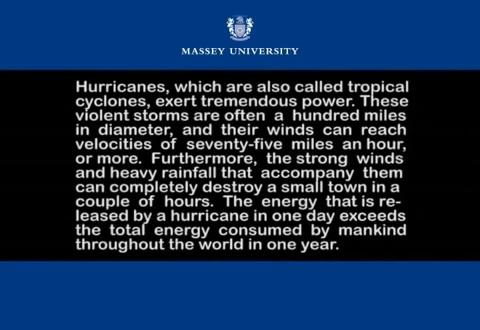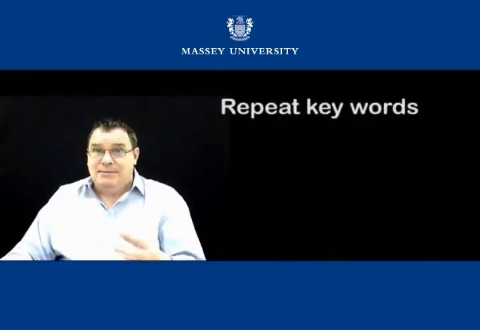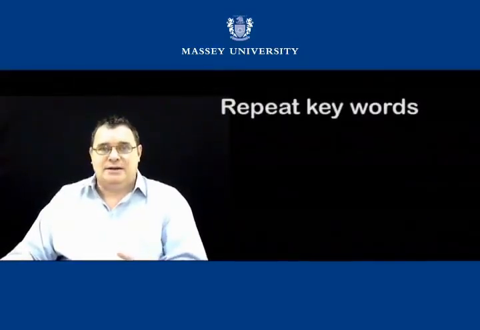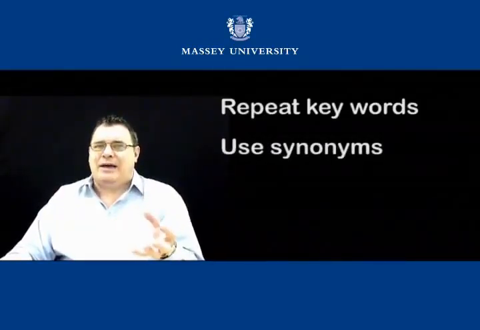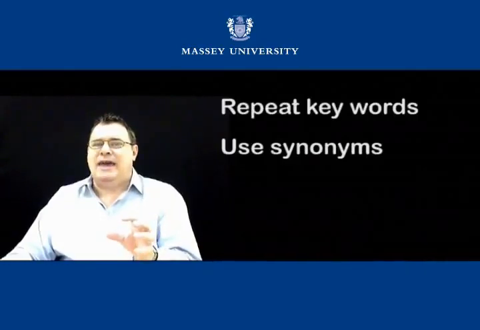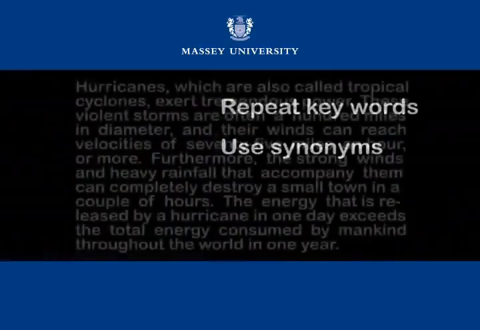Now, what is the obvious key word in our topic sentence? Hurricanes. So, is it repeated anywhere in the paragraph? Yep, there it is. Now, another way to build cohesion between sentences is to substitute keywords with synonyms. Synonyms are words that almost mean the same thing. So let's look at our paragraph again and see if we can find any synonyms for hurricanes.